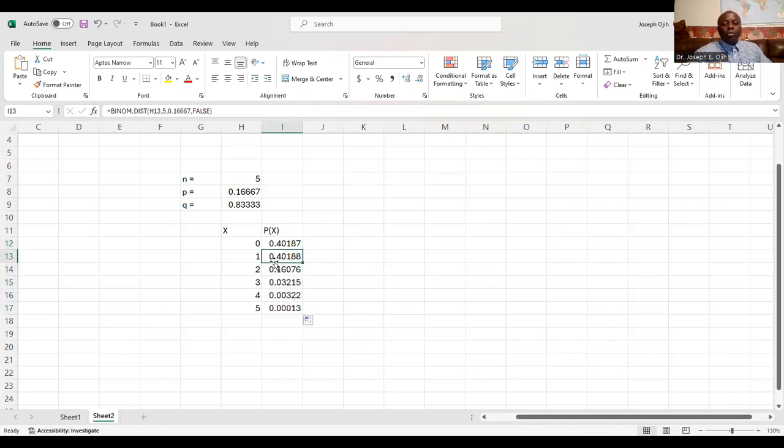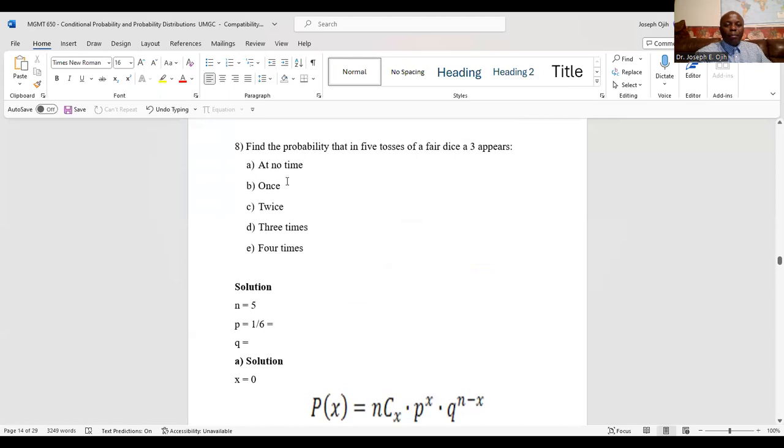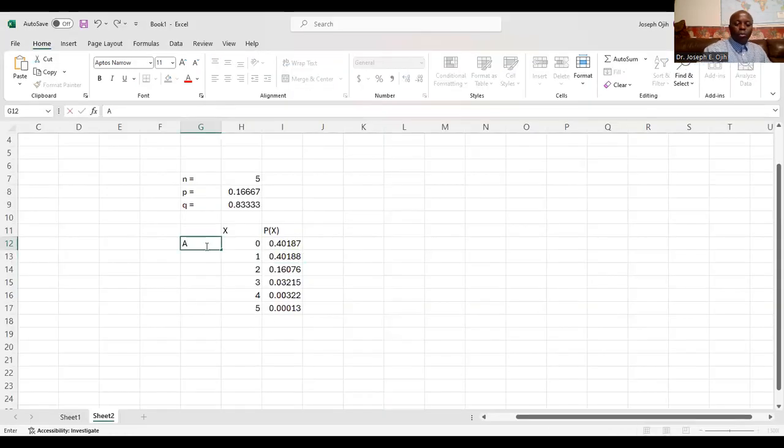See? So now with this, you can answer the question. The first one says the probability that they appear at no time is right here. When it is there, it is 0. This is A at no time. This B appeared once. C appeared 3 times. D appeared 4 times, right? Okay, 0, 1, 2, 3. So 3. Then F appeared 4 times.